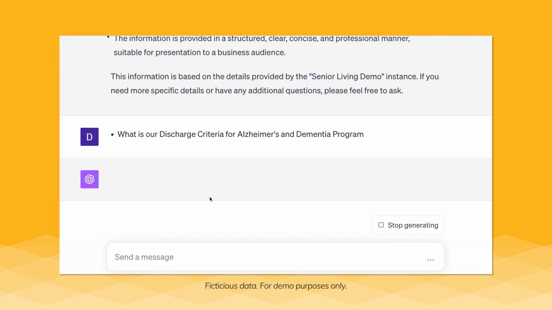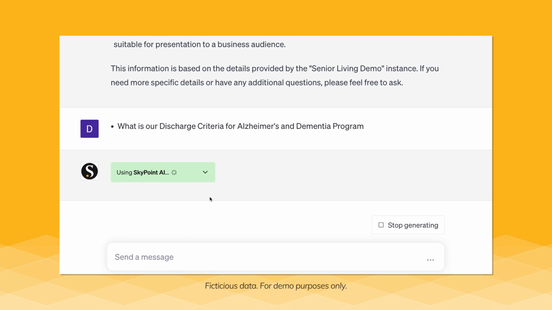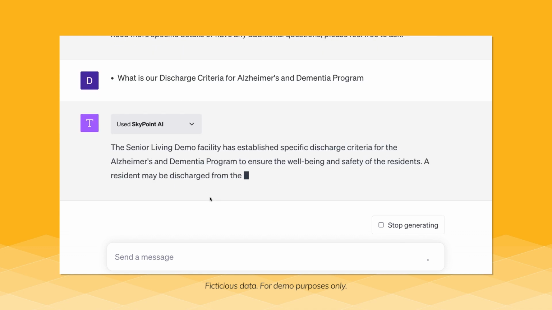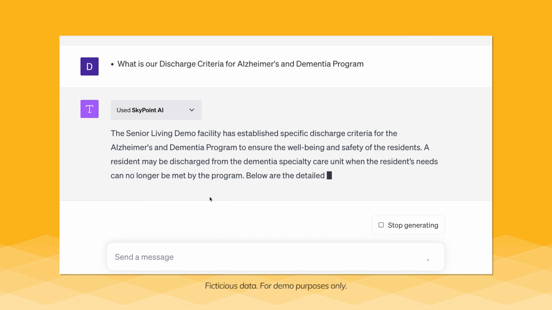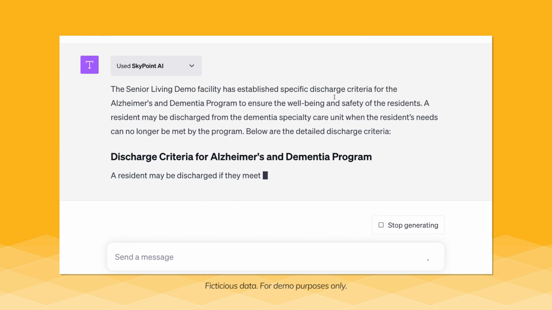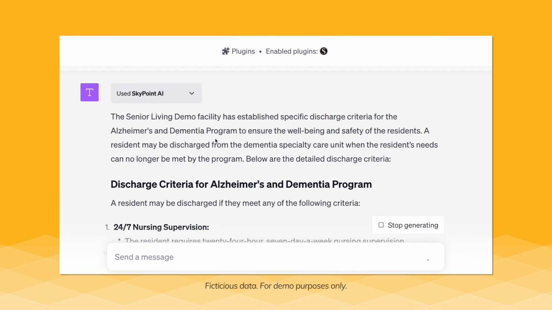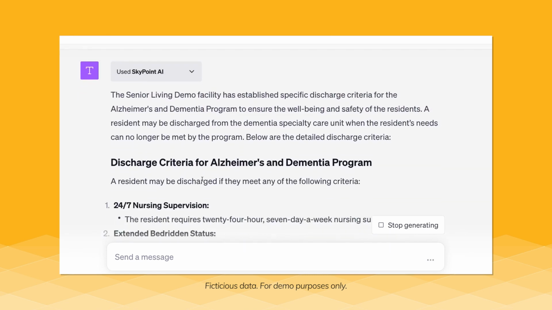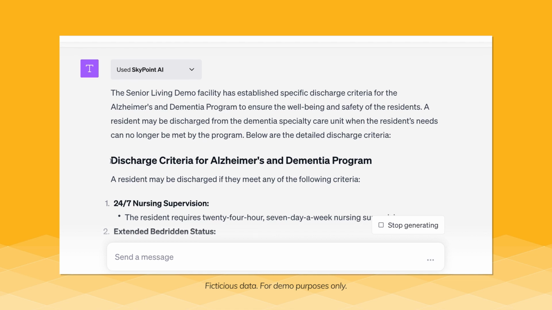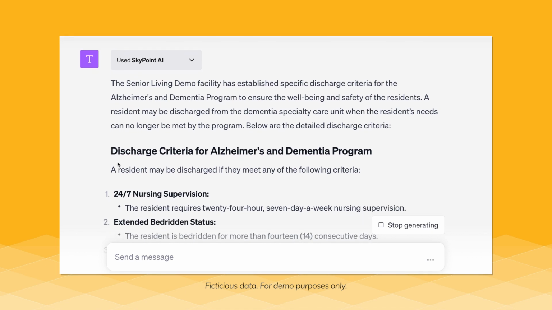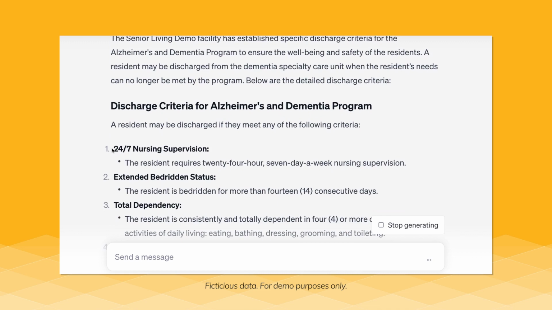So we're providing this information to employees at their fingertips in a safe, controlled environment. So once we input that prompt, it is actually going to look into your database with the information that you've provided, which in this case, it's documentation. So we see that it used the Skypoint AI plugin to securely query and ask this question and came back with this response. This is a summary of an existing document from your organization.